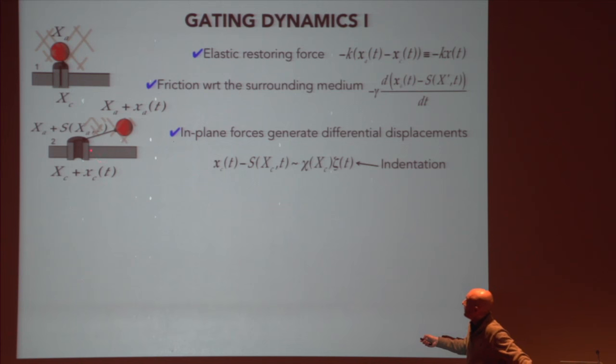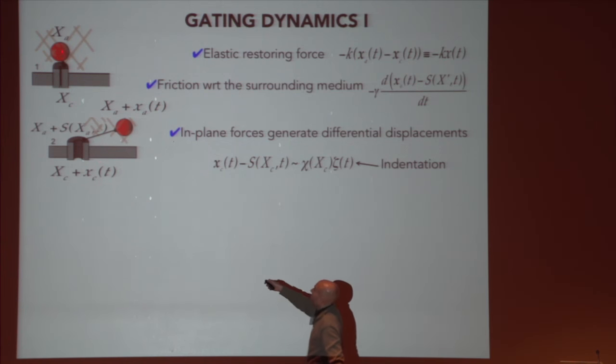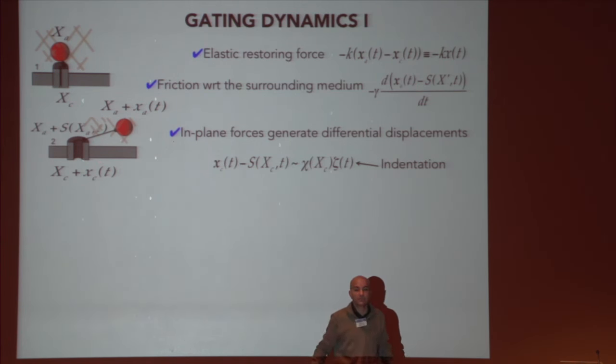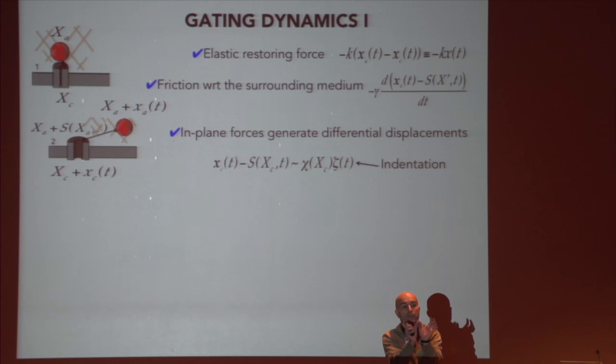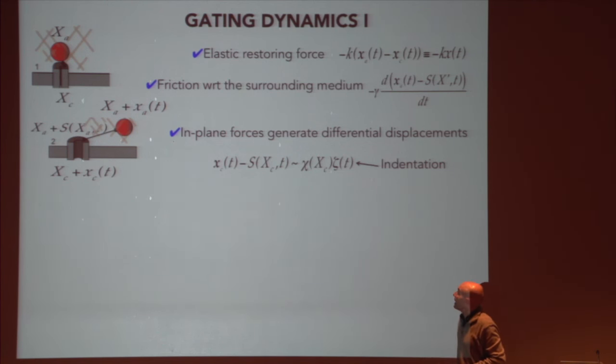So when the anchor, which is this object, but we don't know exactly what it is, let's call it anchor, moves far away from the channel, there's an elastic contribution that tends to restore the distance between the channel and the anchor. So it's going to be brought back.